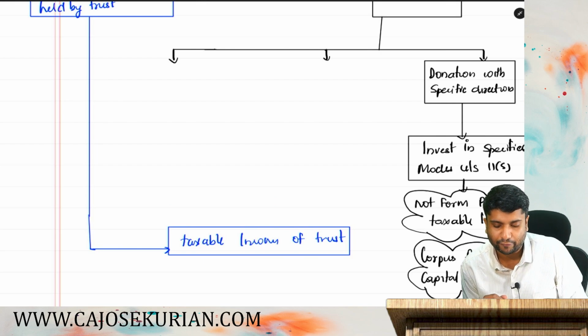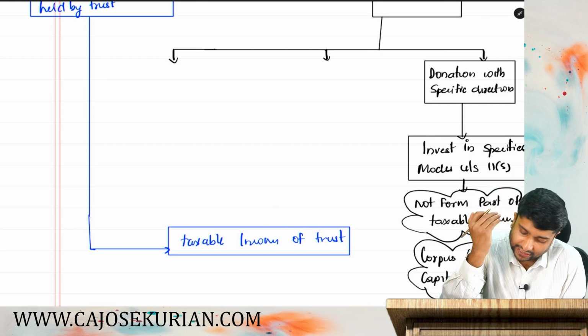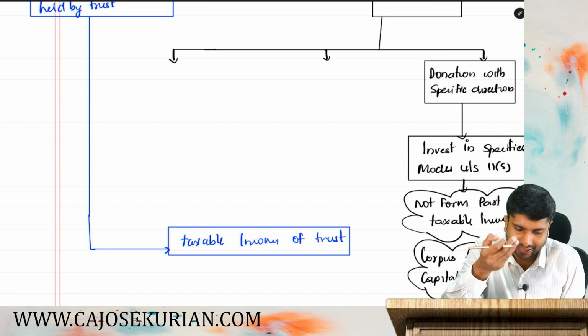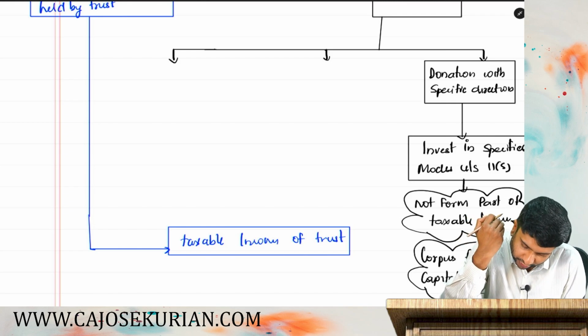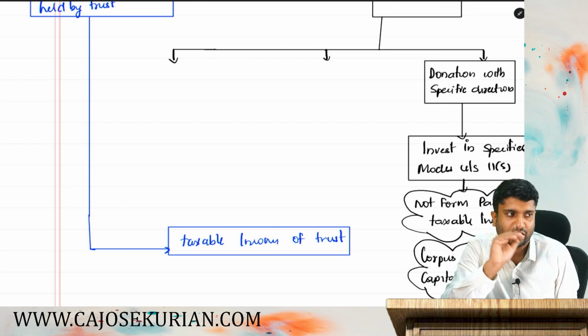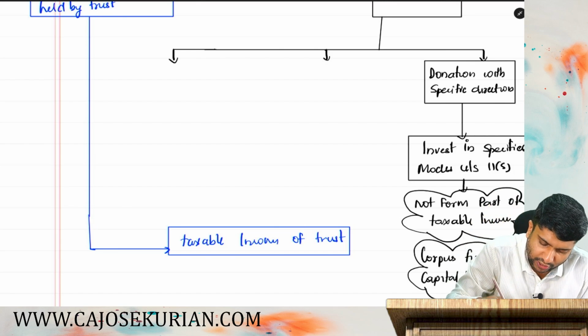So what is the first type of donation? Donation with specific direction. The trust should invest that amount in the mode specified under section 11 subsection 5, and it will not form part of the total income. It will only form part of the corpus or capital fund of that respective trust. This is what we should know.